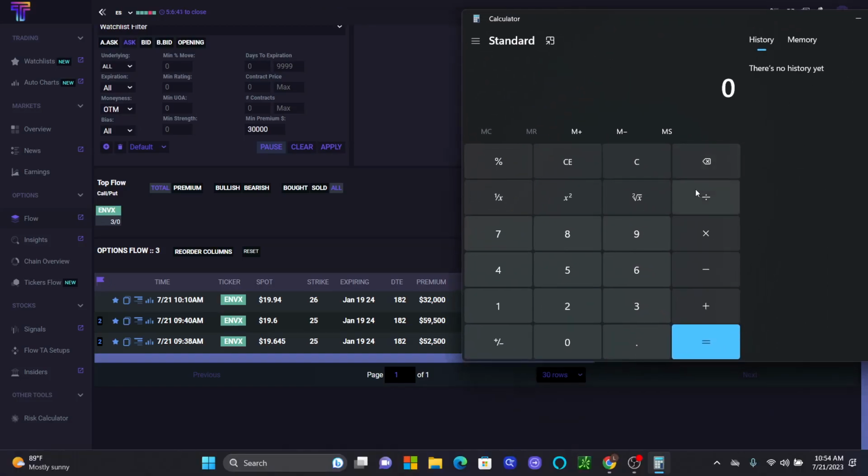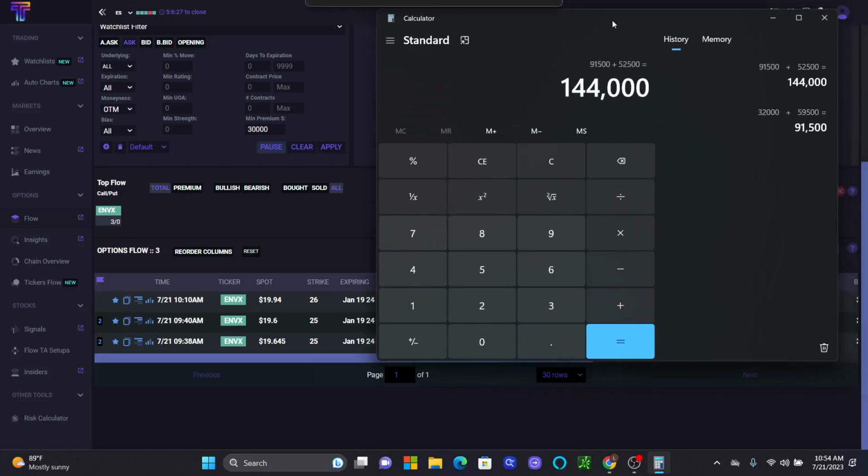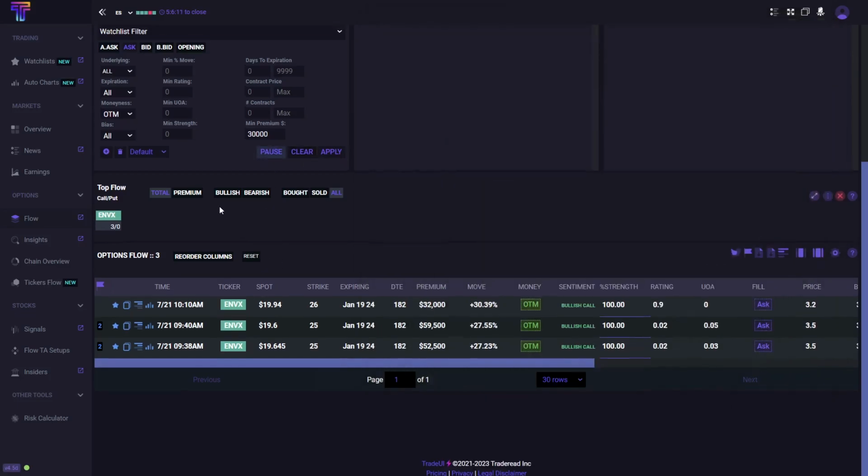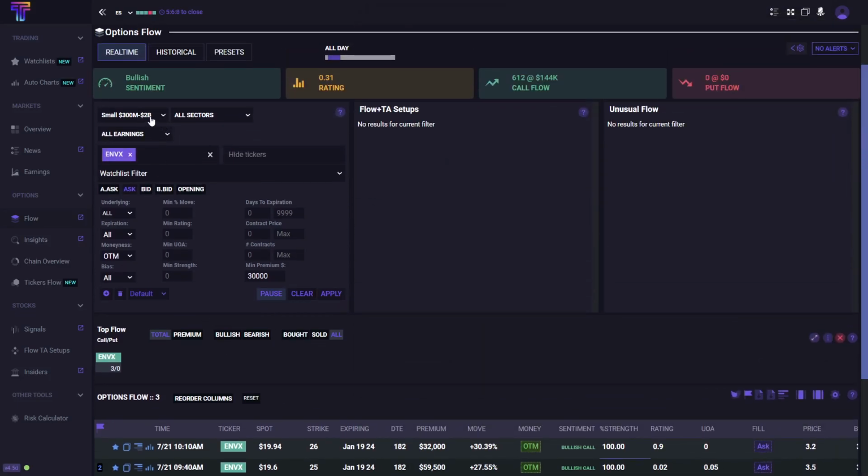So if we have 3200 plus 59500 plus 52500, that's 144,000. Now, let's multiply that value by 100, because it's the equivalent of buying 100 shares. So now that is nearly $15 million worth of buying power going in a bullish direction on ENVX, when ENVX, we know for a fact, is worth less than $2 billion.